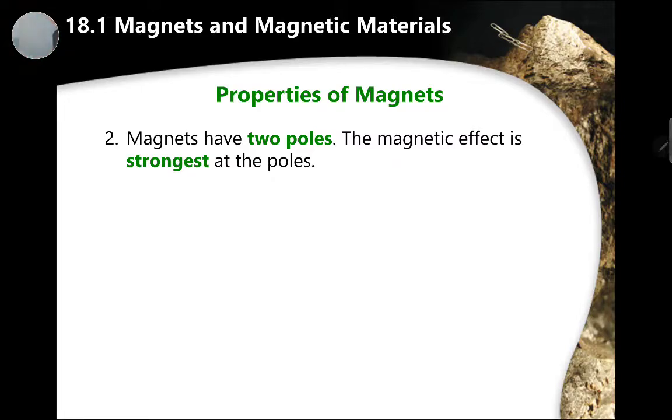Let me show you with the camera here. This is the coin. If I try to pick it up like that, it won't be able to pick it up. I'm sorry you have to look at such a tiny camera, but why? Because the magnetic effect is strongest at the poles. You'll learn why soon in this chapter.